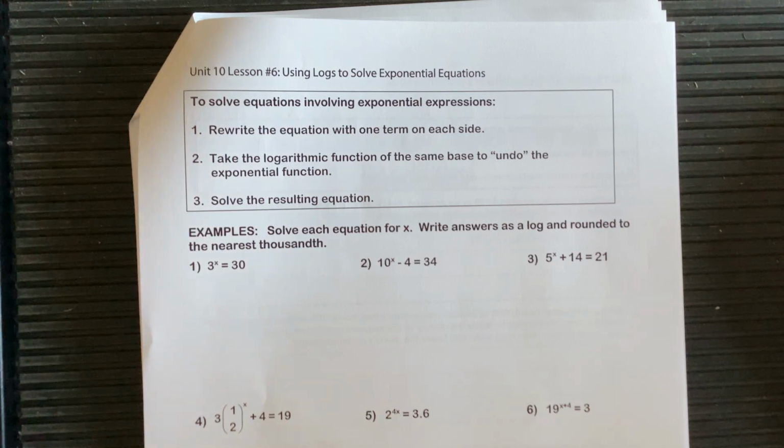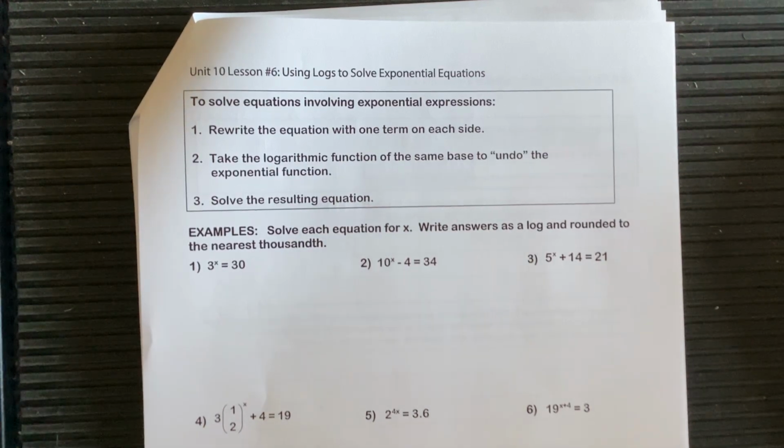So the first step is that you need to rewrite the equation with one term on each side. You cannot have multiple things on each side. The next is that you're going to take the logarithmic function to undo the exponential function, which means you're trying to do the inverse. So you're trying to get rid of that exponential. And then you're just going to solve the resulting equation. I'm going to go ahead and do 1 through 6 in this video, and then you are going to do 7, 8, and 9 tomorrow in class.